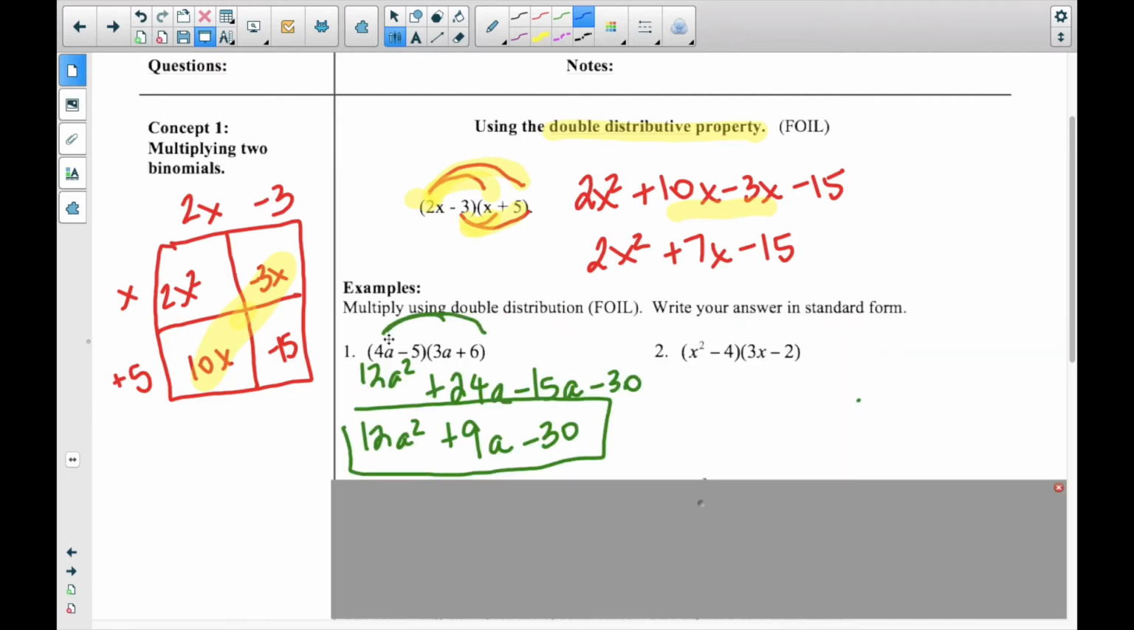If we double distribute, we're going to multiply the 4a times the 3a, the 4a times the 6, and then the negative 5 times the 3a, and the negative 5 times the 6. So in our first step, we get 12a squared plus 24a minus 15a, and then minus 30. And of course, we can combine those inner terms, those two middle terms, and they combine to be a positive 9a. When you are moving along, if you start getting pretty good at it, you don't actually need this first step. If you're able to combine those in your head without showing that work, I'm okay with that.